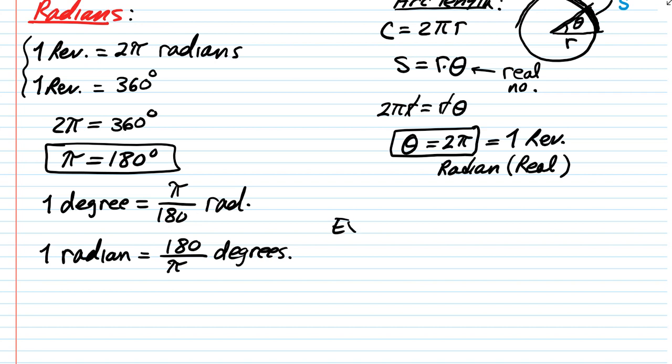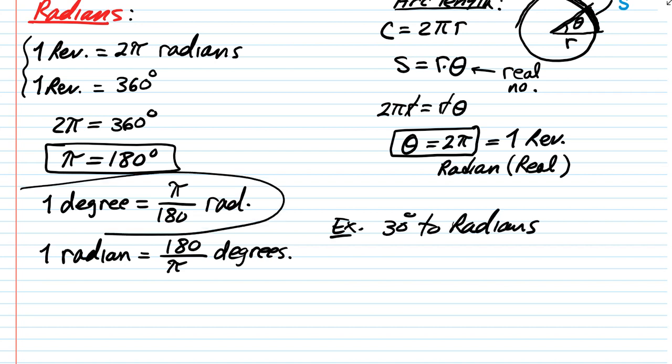So for example, suppose I want to convert 30 degrees to radians. Okay, well, this is the conversion formula between them. So I'm going to go 30 times pi over 180. And that would be 6. So it's going to be pi over 6 radians.